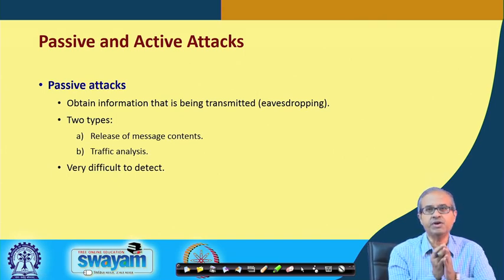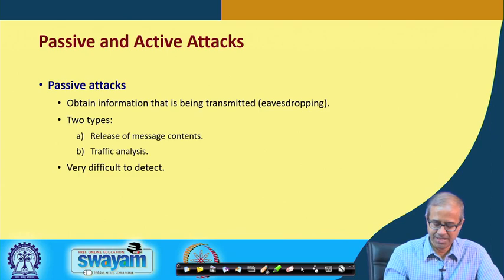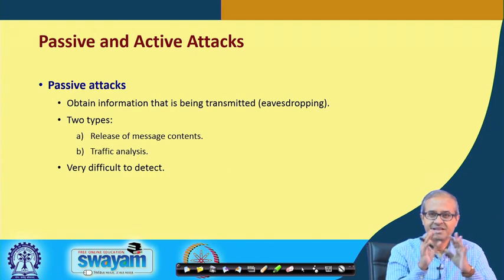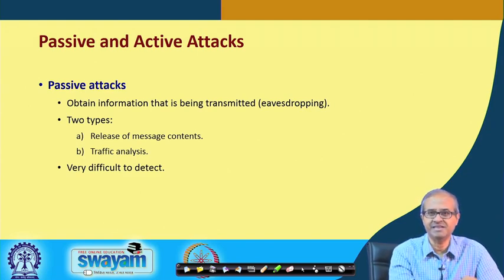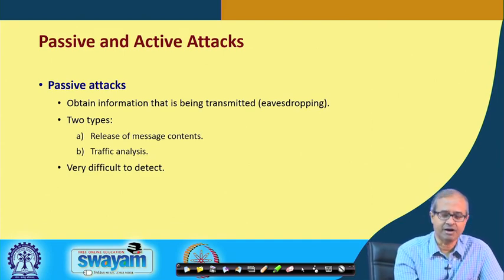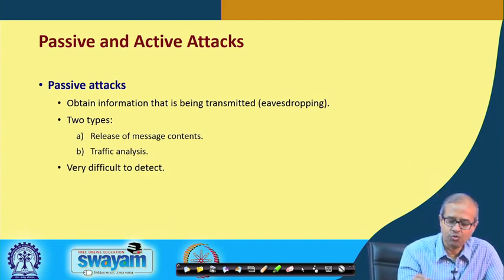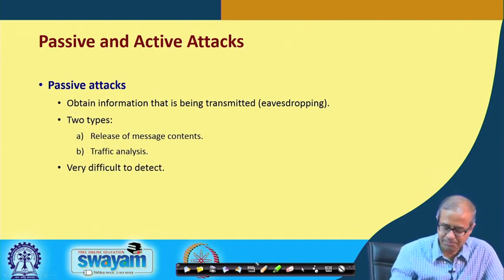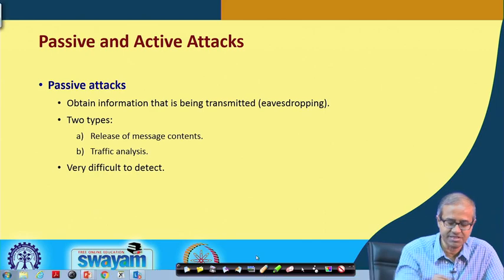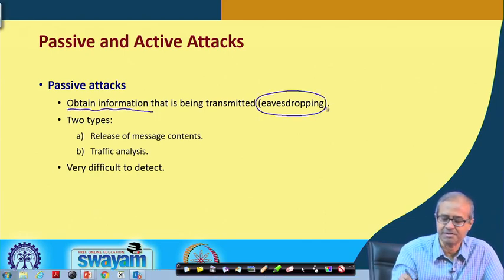Now, there is another way you can classify attacks, passive and active. Passive means it does not change anything, nothing is modified in the network or in the information that is flowing. Passive attacks are those attacks where the intruder is simply obtaining some information, it is reading some information which is flowing in the network. This is sometimes called eavesdropping.